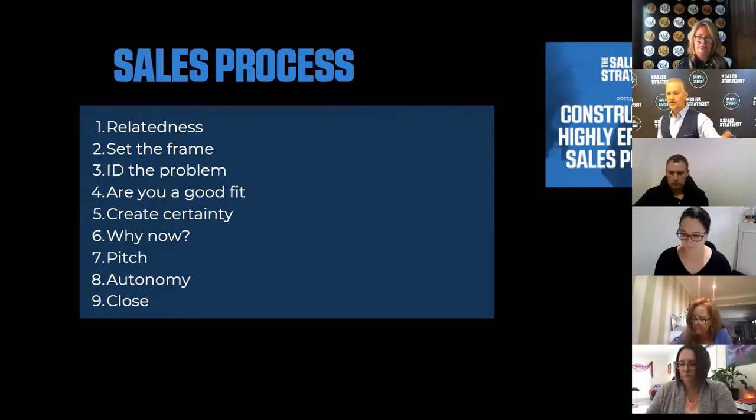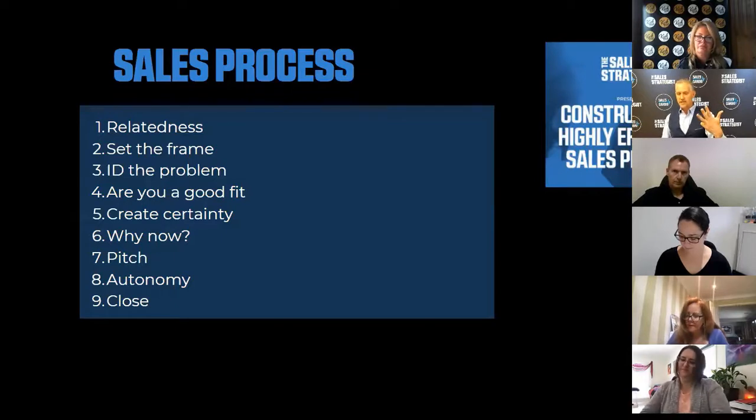And the first, I'm pointing at the screen, you can't see. I'm going to stop doing that. So relatedness, set the frame, ID the problem. Are you a good fit? 5 minutes. That's all that takes. No more than 5 minutes.